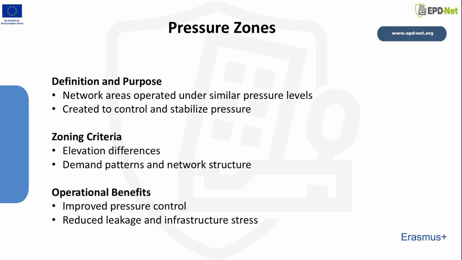Pressure zones are defined areas within a water distribution network that are operated under similar pressure conditions. The main purpose of pressure zoning is to control and stabilize pressure across different parts of the network, especially in urban areas with varying elevation and demand characteristics. Pressure zones are typically created based on elevation differences, demand patterns, and the overall structure of the network. By separating high and low elevation areas into different zones, utilities can avoid excessive pressure in lower areas while ensuring adequate pressure in higher zones.